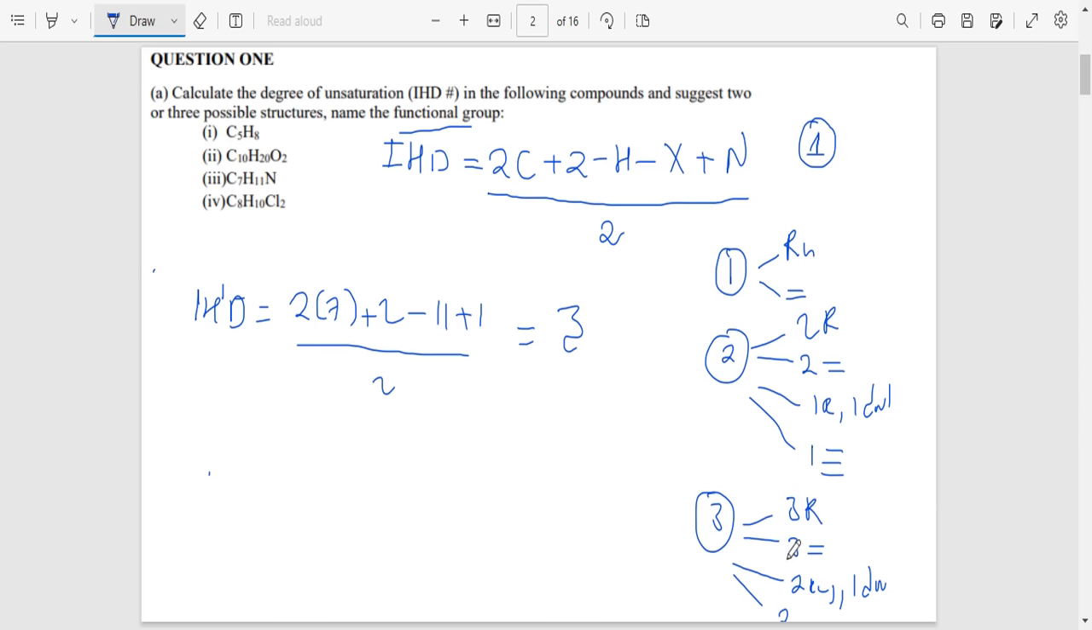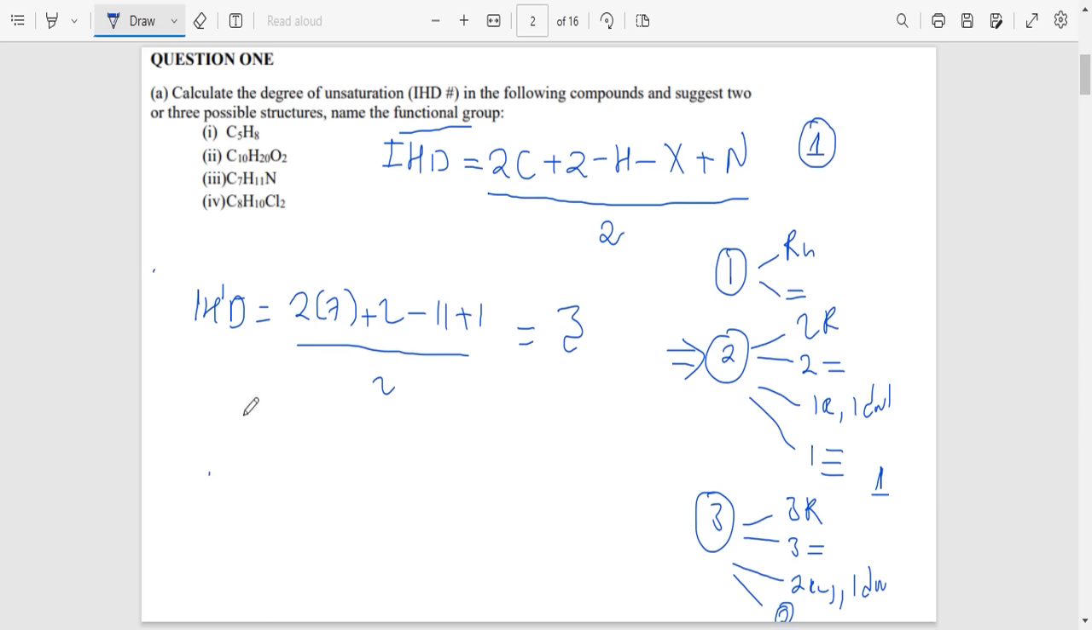Now, apart from that, I can have one triple bond and then one double bond like that. Because one triple bond means we have got IHD of 2. And then that other one IHD which has remained, we can put a double bond or a ring. Okay, so that is going to be the meaning.